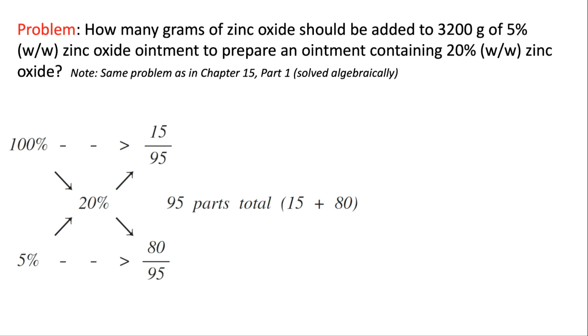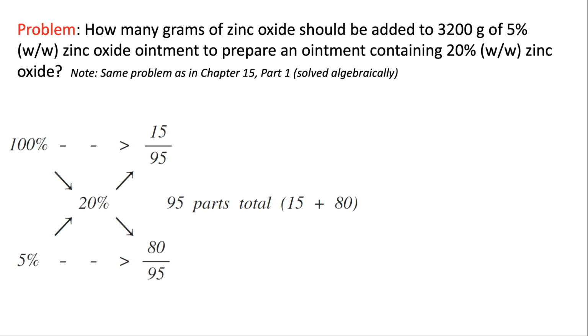Now, let's just continue to solve this like any other alligation alternative method. Let's take 100, following the arrows from upper left down to the lower right. Let's take 100 minus 20 to get 80 parts. Okay, let's do that from the 5%, going from lower left to upper right. So take 20 minus 5, going up following the arrows. That would be 15. So we have 15 parts of the 100% and 80 parts out of the 5%.